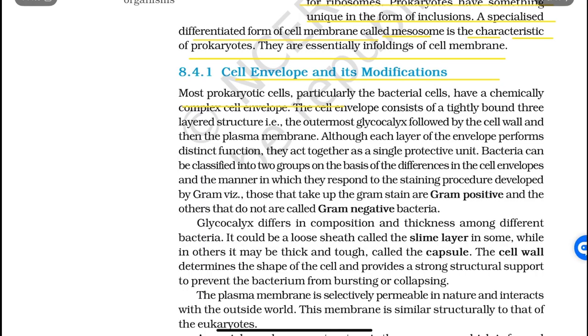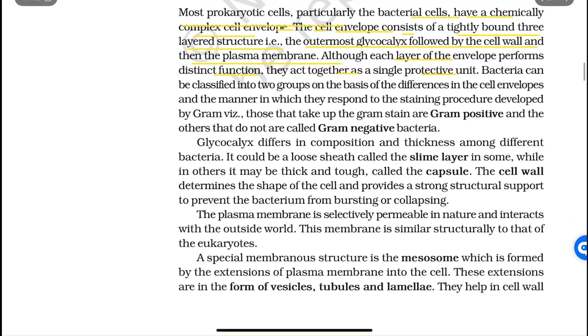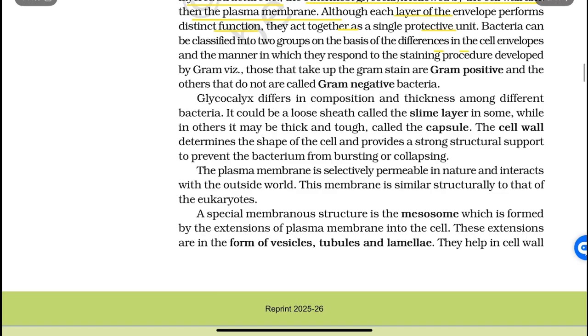Most prokaryotic cells, particularly the bacterial cells, have a chemically complex cell envelope. The cell envelope consists of a tightly bound three-layered structure. It means the outermost glycocalyx followed by the cell wall and then the plasma membrane. Although each layer of the envelope performs distinct functions, they act together as a single protective unit. Bacteria can be classified into two groups on the basis of differences in cell envelopes and the manner in which they respond to the staining procedure developed by Gram. Those that take up the Gram stain are Gram positive and the others that do not are called Gram negative bacteria.